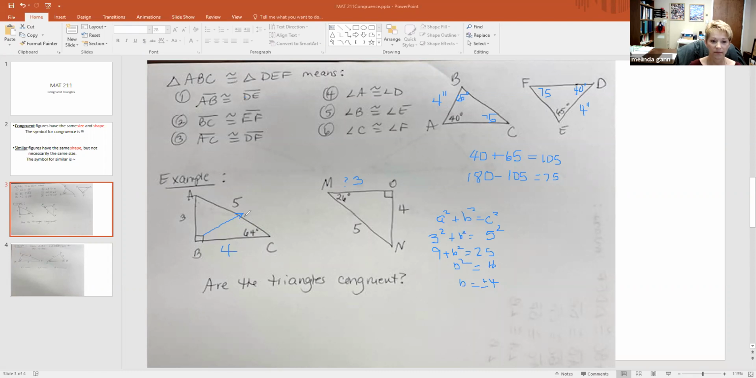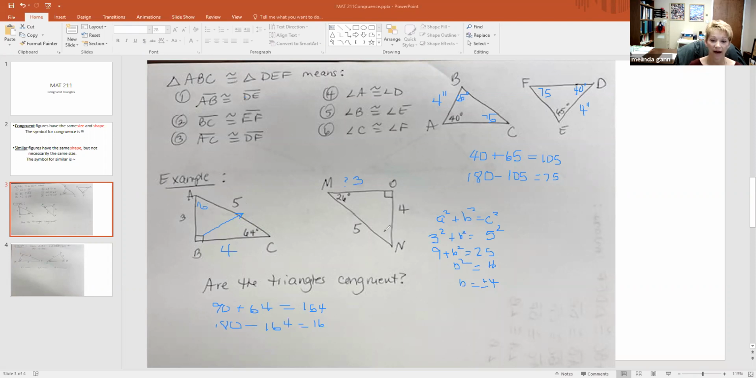Now, how could I find the missing angles? Well, I know that's a right angle. I know this is 64. So again, how would I find that missing angle? Just like I did up here, I'd have to add these two. So 90 plus 64 is going to give me 154. And remember, they have to add up to 180. So if I have 180 and I subtract the 154, isn't that going to give me 26 degrees? So that right there is 26 degrees.